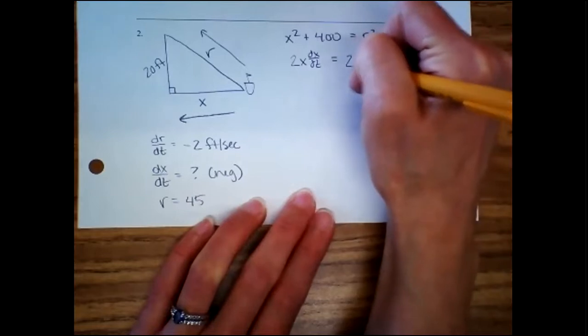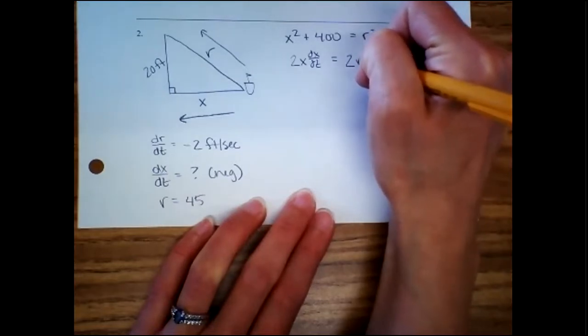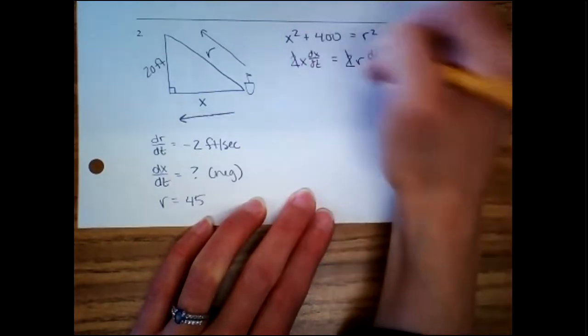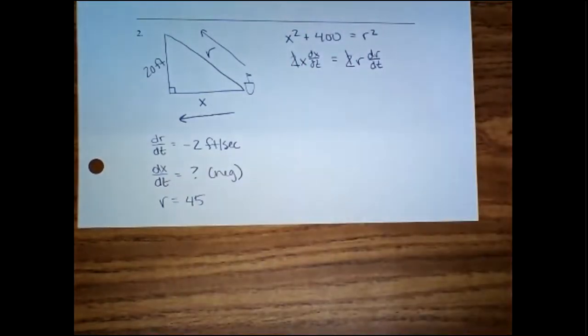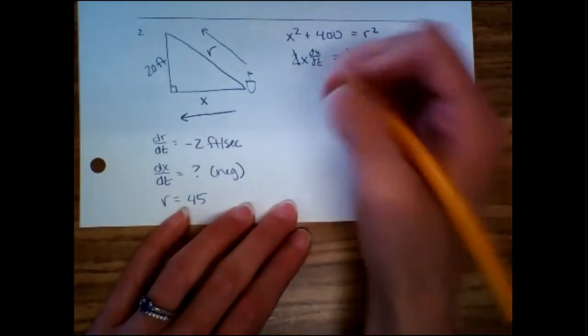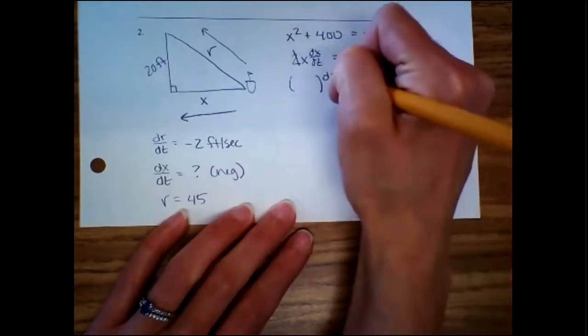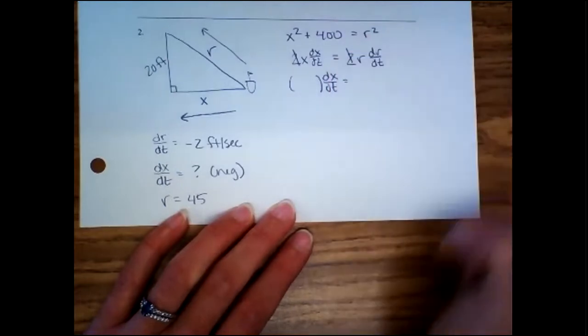Equals, good, 2r dr dt. And you can go ahead and cancel the 2's, since you have a 2 on both sides of the equal sign. That's the only step that's calculus. The rest of this is more just staying organized than anything else, listing out the information. So what is x? We don't have that. We'll come back to it. What is dx dt? That's what we're looking for, so you can just leave that in there.